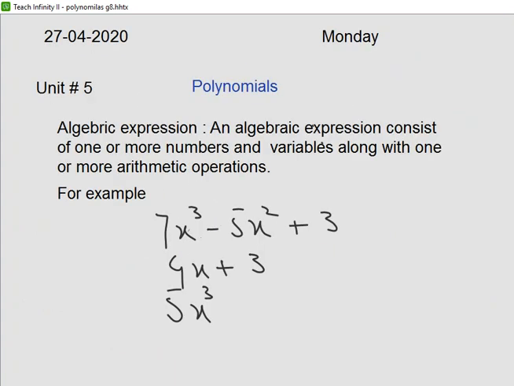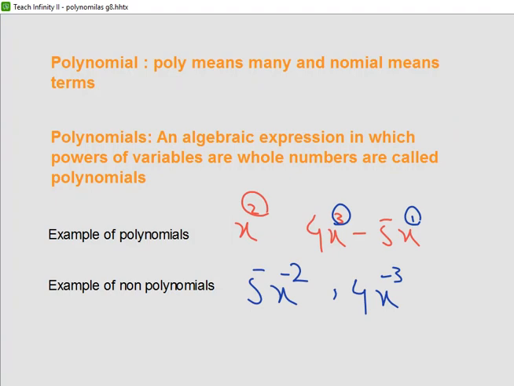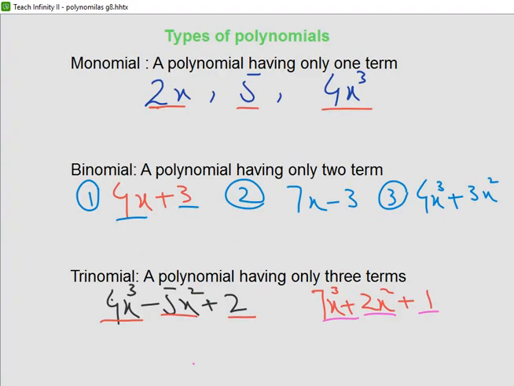First we discussed algebraic expressions. What is an algebraic expression? How does it look? Then we explained the coefficients, the variables, and the constants. After that, we also discussed polynomials and examples of polynomials. A polynomial is an algebraic expression whose powers of variables are whole numbers. And after that, we discussed the types of polynomials, that is monomial.